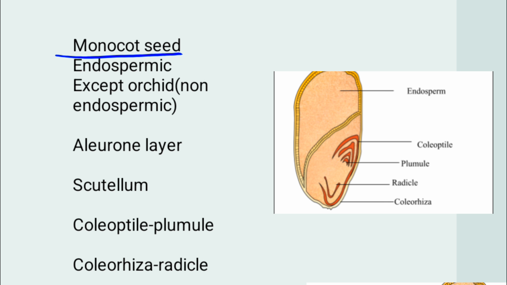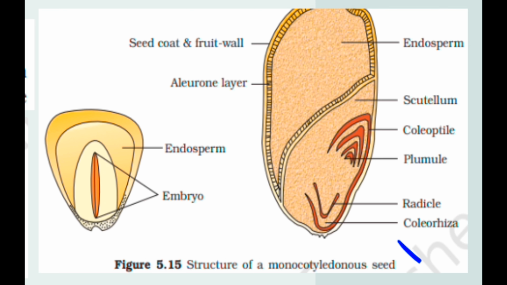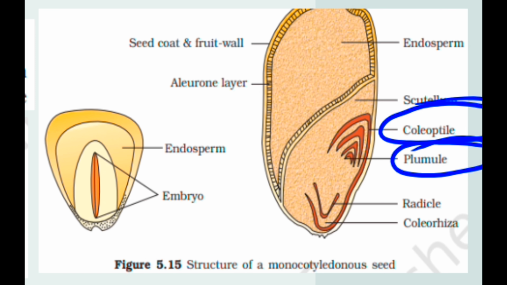In seeds of cereal such as maize, the seed coat is membranous. Also, it is fused to the fruit wall by a proteinaceous layer called aleurone layer. Large shield-shaped cotyledon is called scutellum. Plumule and radicle are enclosed in sheaths called coleoptile and coleorhiza. Radicle forms root and coleorhiza is its sheath. Plumule forms stem. Coleoptile protects plumule.